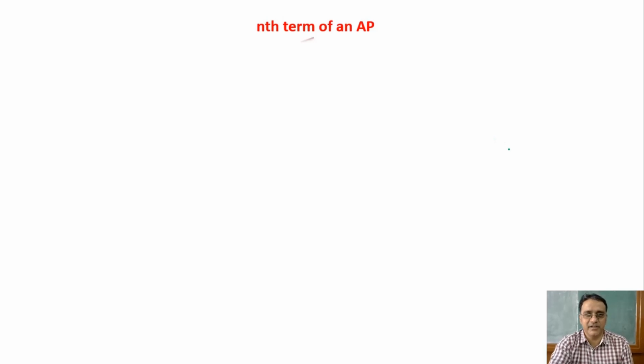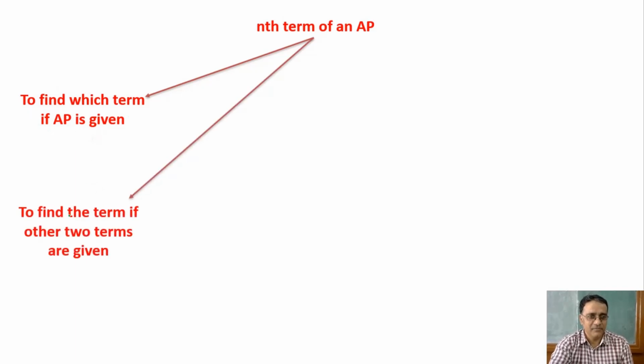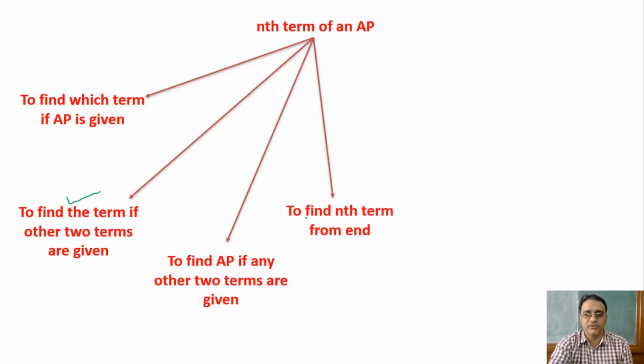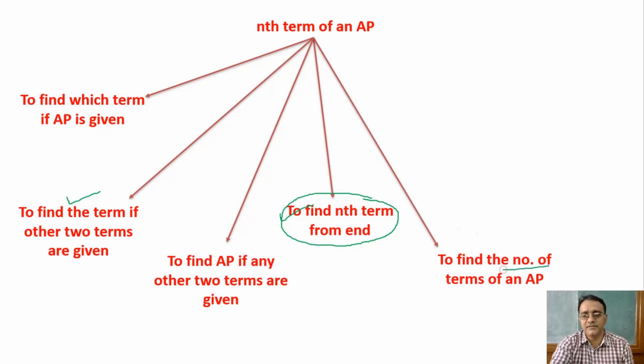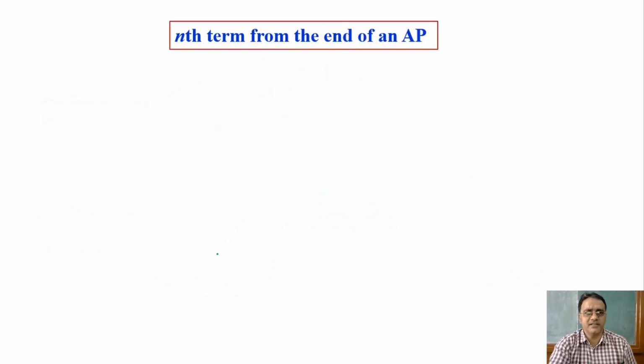Already we have seen the different types of questions. एक बार flashback कर लेते हैं. To find which term if AP is given, to find the term if other two terms are given, to find AP if any other two terms are given, to find the nth term from the end. इसका concept हम लोग नहीं देखे, तो ये वाला पहले देखेंगे हम लोग. To find the number of terms of an AP, word problems and some additional questions. So we'll see first this one because this is a new concept, new topic other than this 6. So let us start with nth term from the end of an AP.